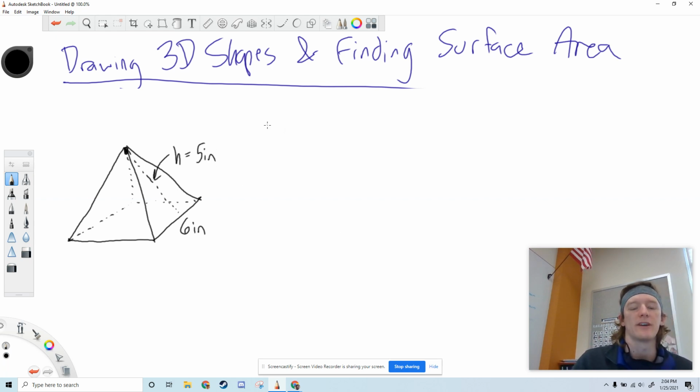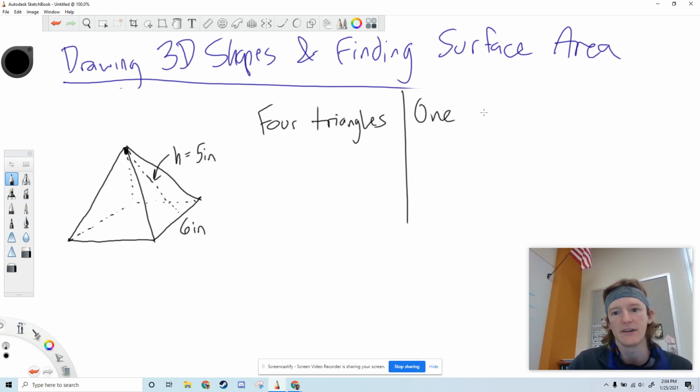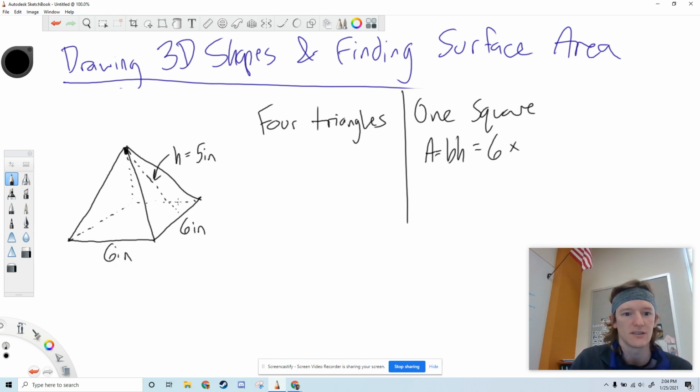So our square pyramid, we have 5 different faces. 4 of them on the outside are triangles. So we have 4 triangles. And we have 1 on the bottom. The base is a square. Squares, let's do that first. Area of a square is base times height. So it's 6 times 6. 6 times 6 is 36 inches squared.